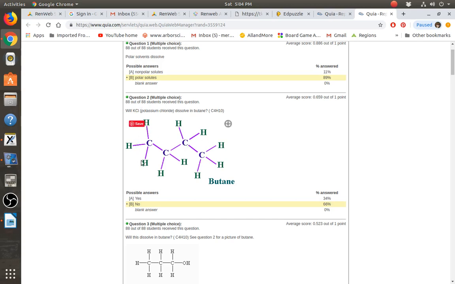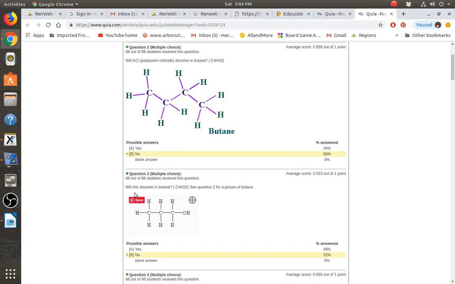Butane, if you look at it, you see how it looks identical all the way around? Think of all these hydrogens as guys playing tug of war. Nobody's winning. So it doesn't have a positive side and a negative side. So this butane is nonpolar. It can only dissolve other nonpolar things. So potassium chloride has a positive and a negative, a positive pole and a negative pole. So it cannot be dissolved by butane. So the answer was no.